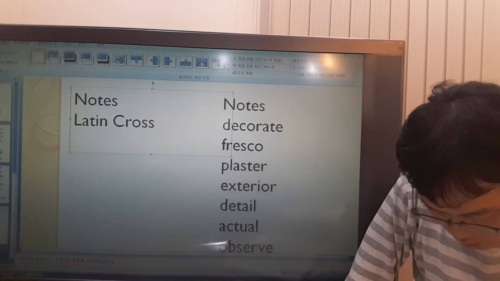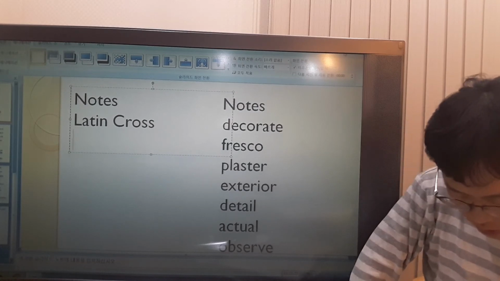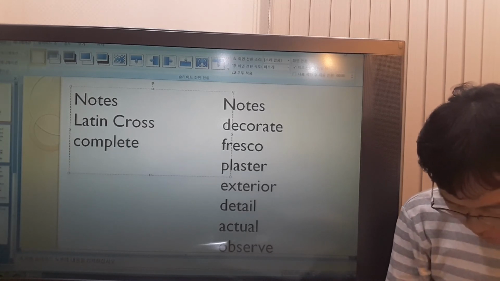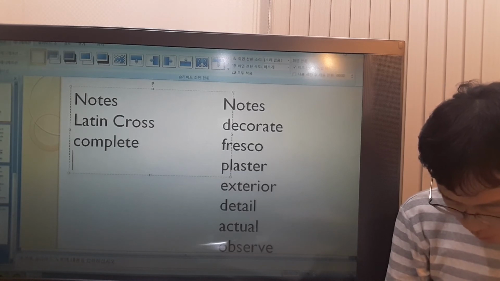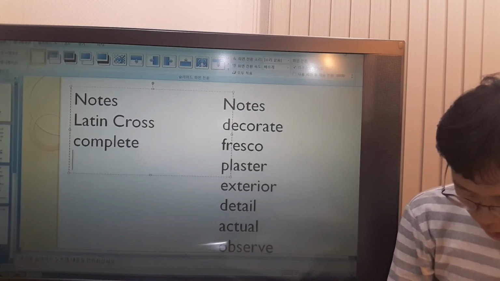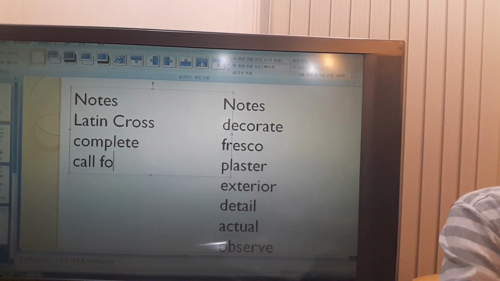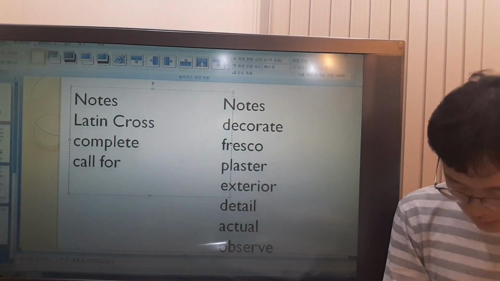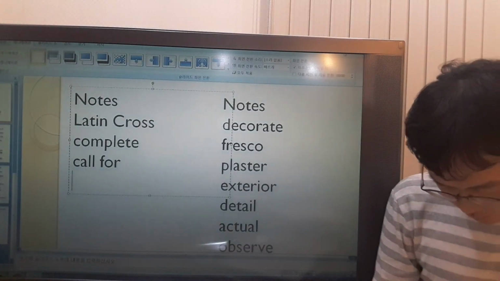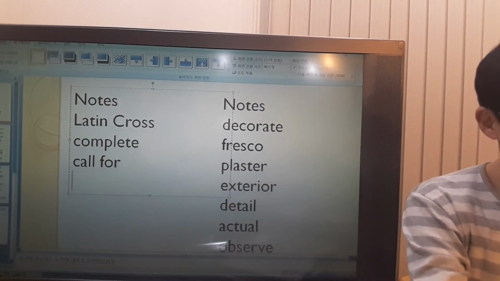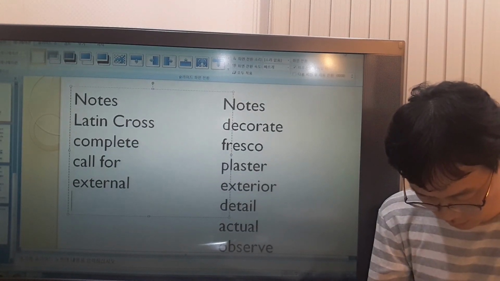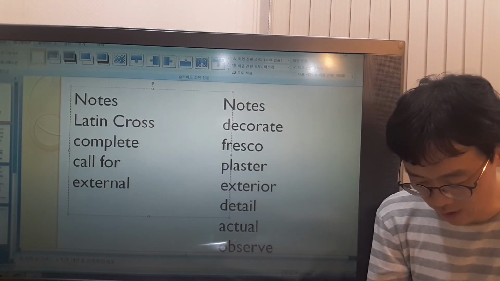See it here. After a century, the cathedral was complete except for its dome. Complete, what does that mean? Finished, right? Except for its dome. The original plan called for a Roman-style dome with no external support from flying buttresses. What does that mean, call for? Call for means require. A Roman-style dome with no external support. External means from the outside, from flying buttresses, so it doesn't have flying buttresses.